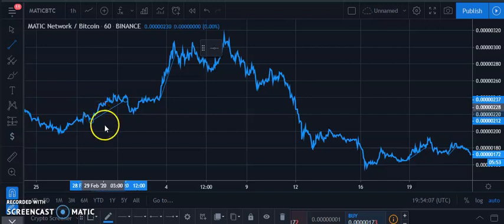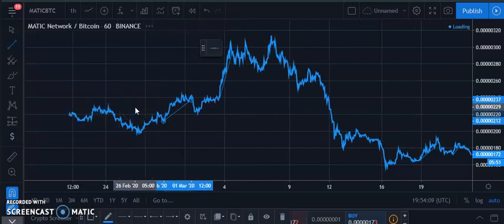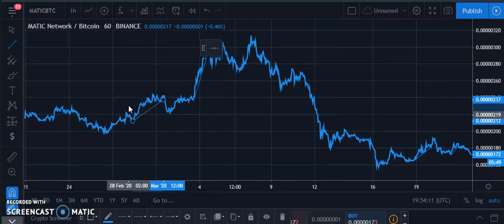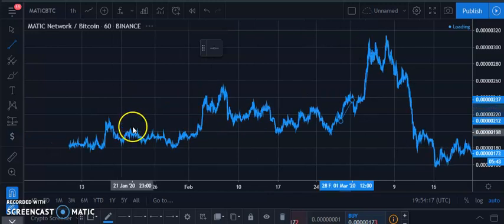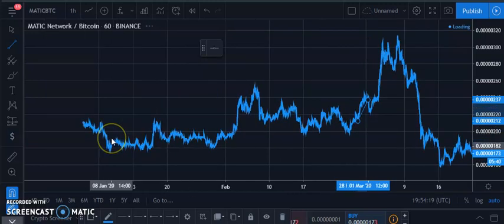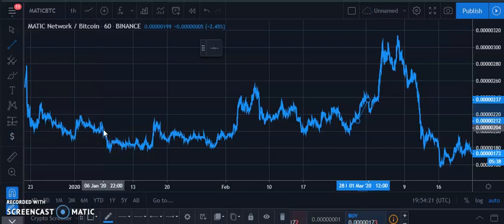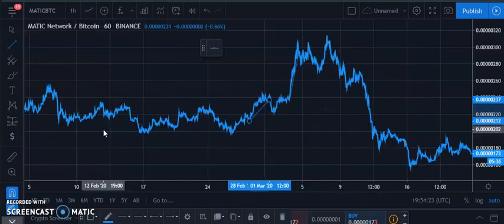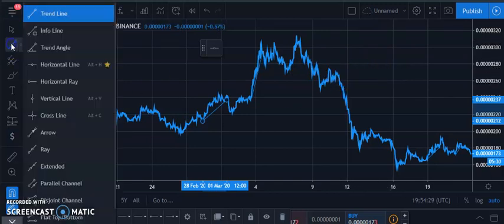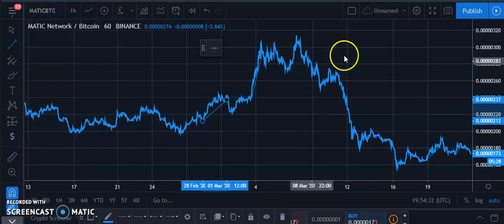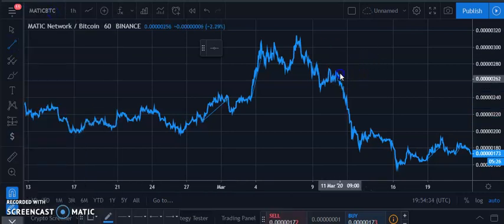So that is it for the uptrend, and then maybe you can equally draw your own downtrend. This is a downtrend. This is a downtrend.